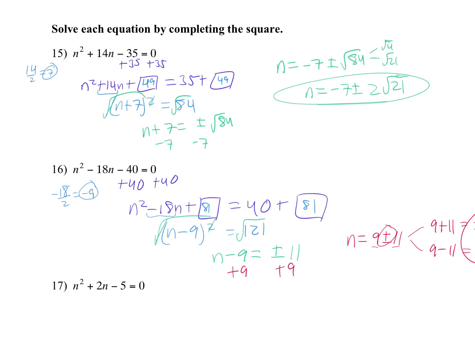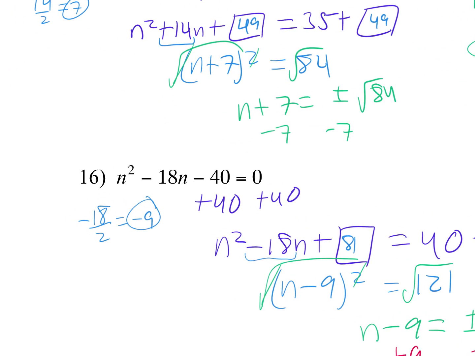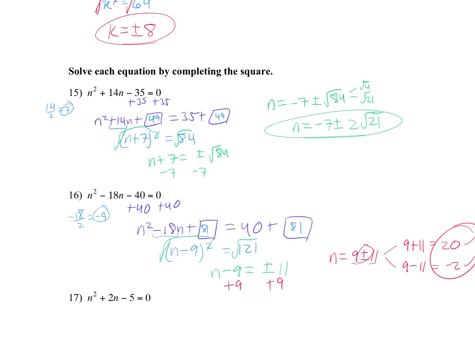All right, and actually, as a matter of fact, in this case, we got our two whole number answers. This typically means that our original equation we could have factored, right? So factors of negative 40 that add to negative 18 are negative 20 and positive 2, right? And then we factor that and solve, we get our exact same answers, right?